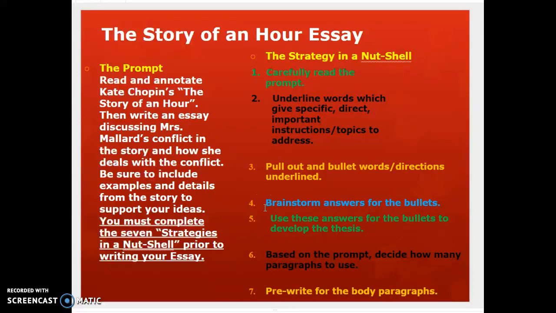Once you make that bullet point list, you want to brainstorm answers to each of the bullet points. Some of your answers may be more lengthy than others depending on what you make in your bulleted list, but you need to brainstorm all of those answers to whatever you've added in your list.